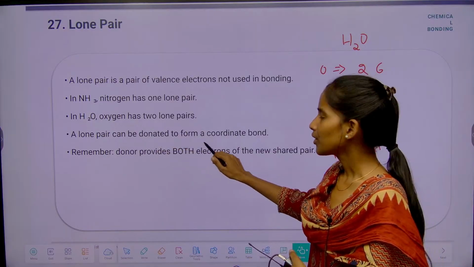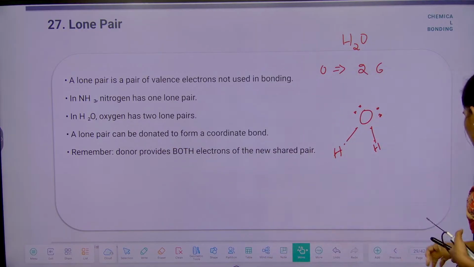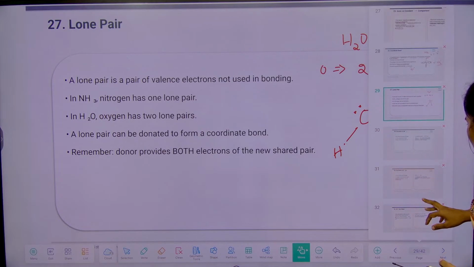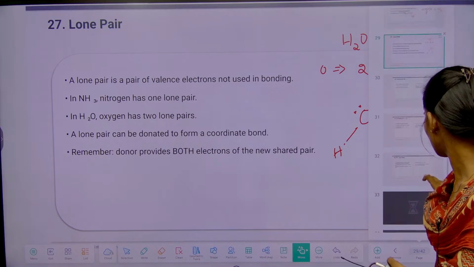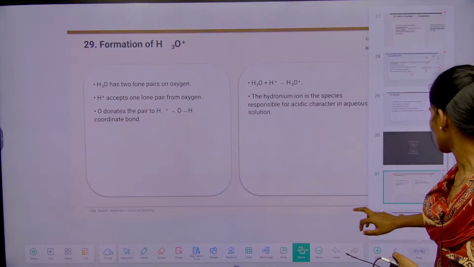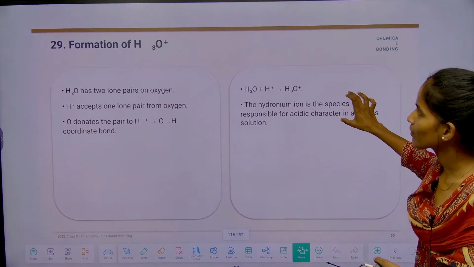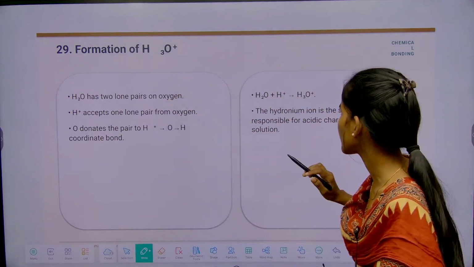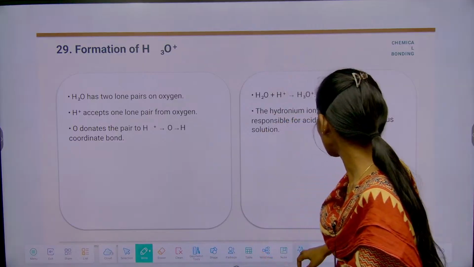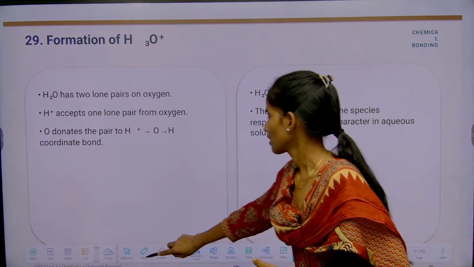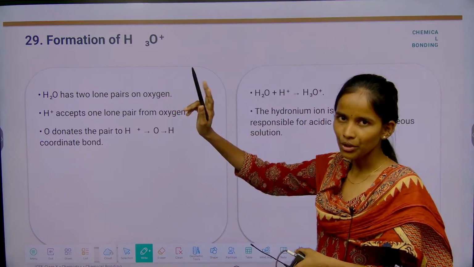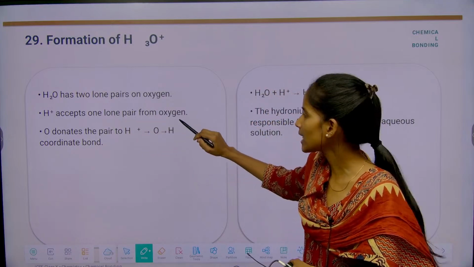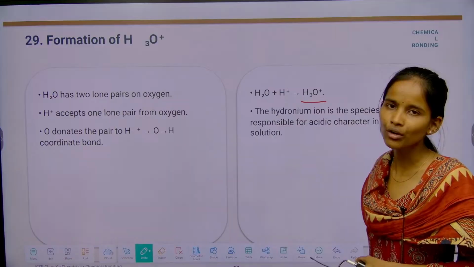A lone pair can be donated to form a coordinate bond, as we have just seen. We have already seen NH4 plus formation, the coordinate covalent bond formation, and H3O plus also we have seen already. It means one H2O molecule has 2 lone pairs on oxygen. H plus accepts one lone pair of electrons from the oxygen. It results in the formation of H3O plus.